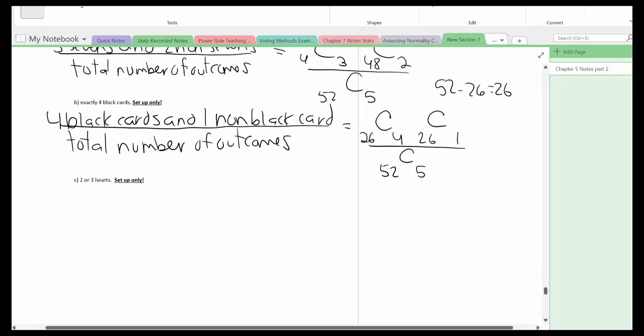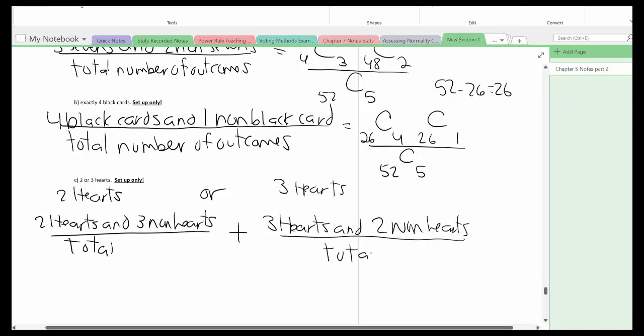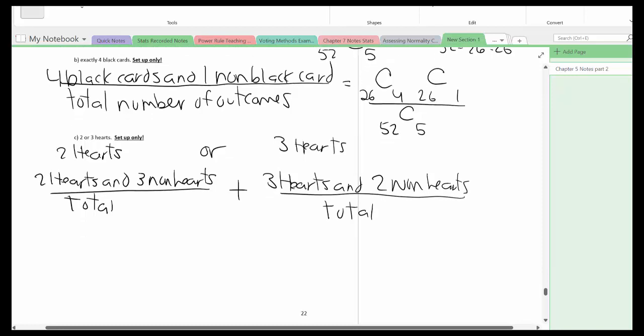Okay, one more example. Probability of having either 2 or 3 hearts. So, 2 hearts, I would write as 2 hearts and 3 non-hearts over total. Or, which you know means plus, 3 hearts. That would be written as 3 hearts and 2 non-hearts over total. Well, how many hearts are in a deck?